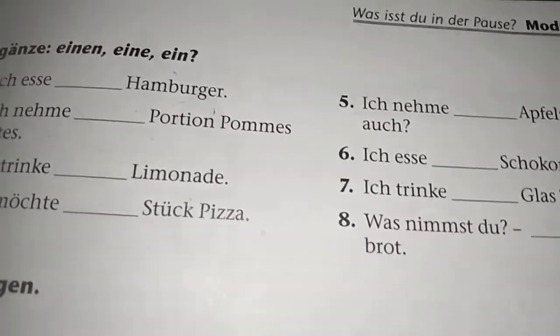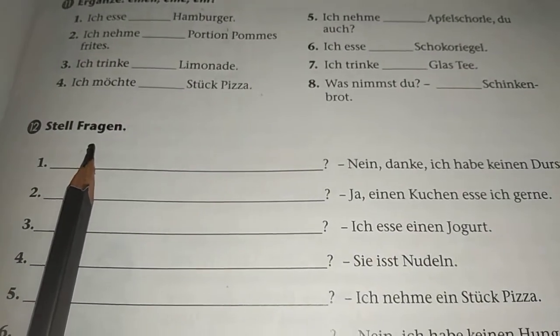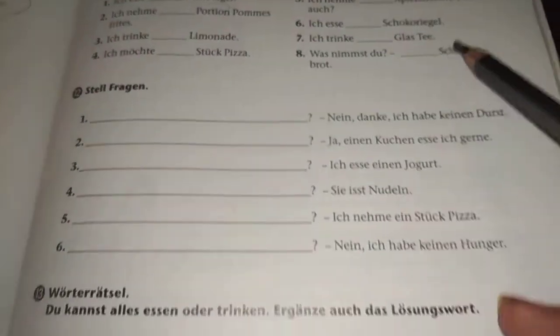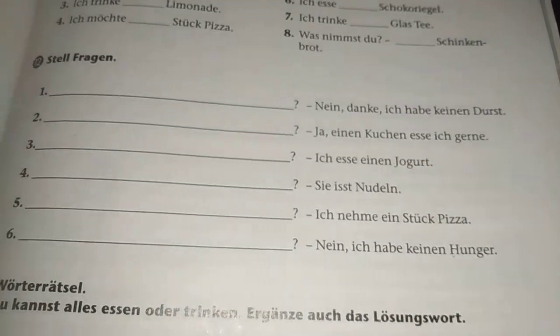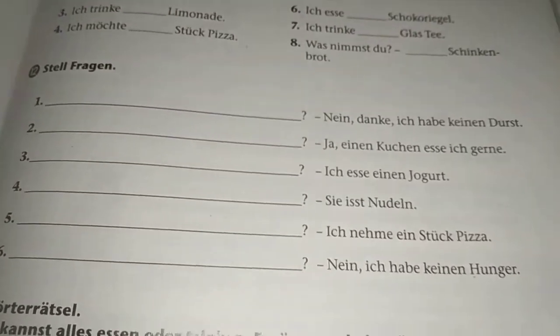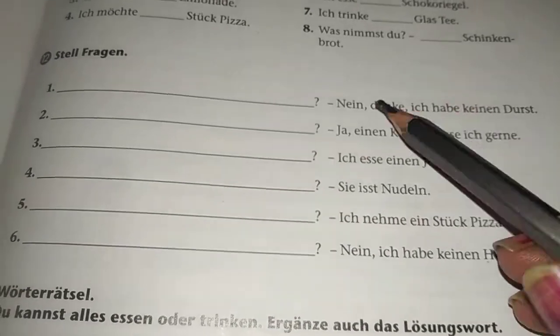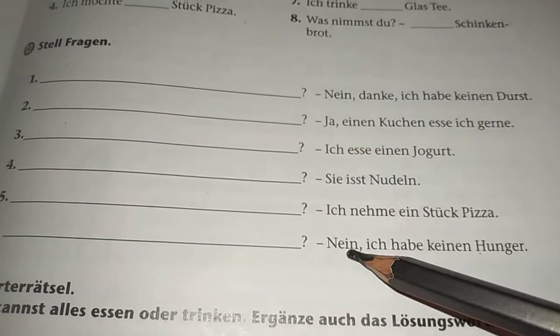Klar? Okay. Aufgabe 12. Stell Fragen. Make the questions. Stell Fragen is make the question. Now here they have given the answer. If you remember in 6th standard, whenever we make the questions, first thing what we check is is it a yes no question or no. If the answer is starting with ja, nein, for example here, here and here.